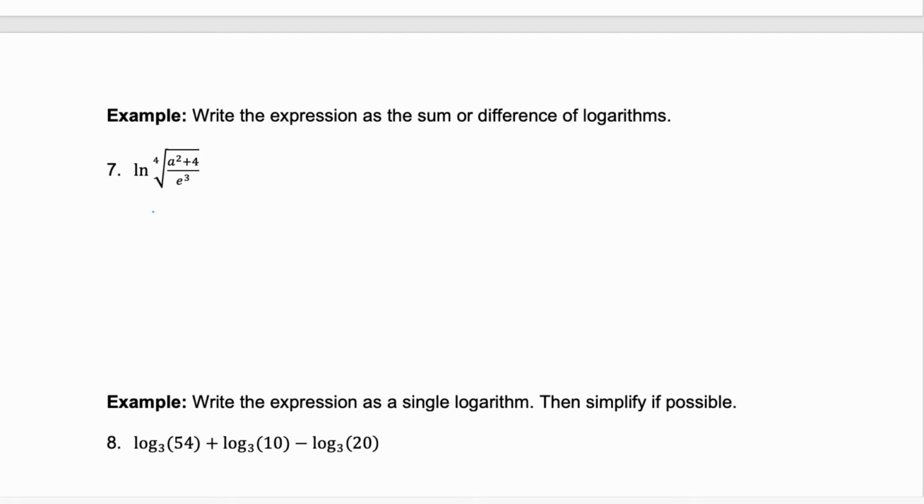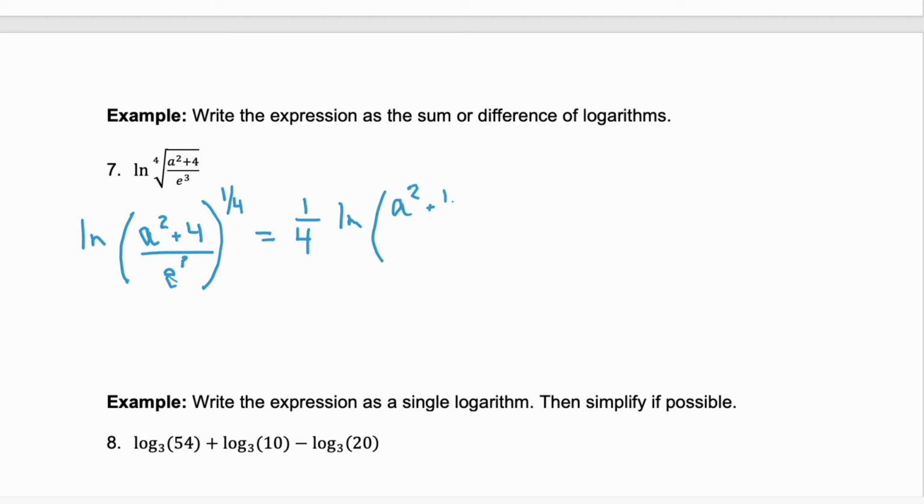or difference of logs. Well, first, notice that we have the fourth root of our argument. Let's rewrite that as an exponent. That would be a squared plus 4 over e cubed to the power of 1/4. First, we'll use the power property that tells us to put that exponent of our argument in front and take the natural log of what we have left, a squared plus 4 over e cubed.